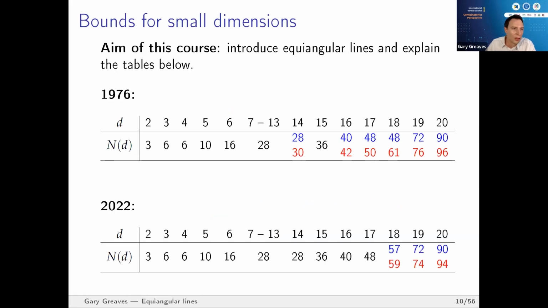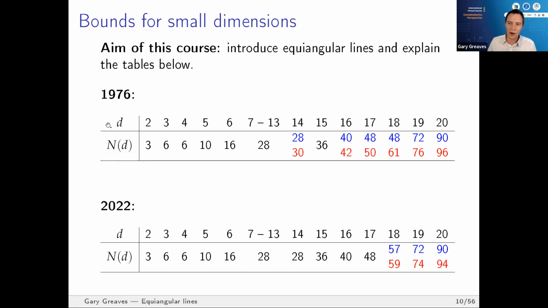Okay, so now I can get to the aim of this course, the aim of what I'm going to talk about today. I mentioned the big problem, and that's to find this N(d), the largest system of equiangular lines that fits in R^d. So what I want you to take away from today is, first of all, an understanding of what equiangular lines are, and the second thing is how to find the answer to the question for these small dimensions.